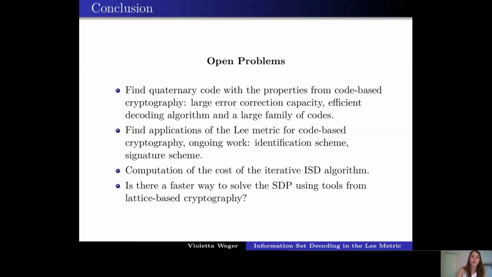That's a good question. And as I said before, a very big open problem is we still want to find codes that have the properties that we want in code-based crypto. And what we are working on right now are identification schemes and signature schemes in the Lie metric.